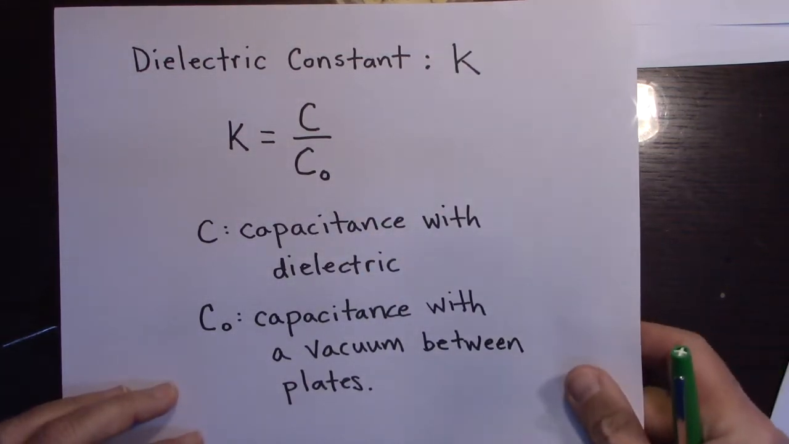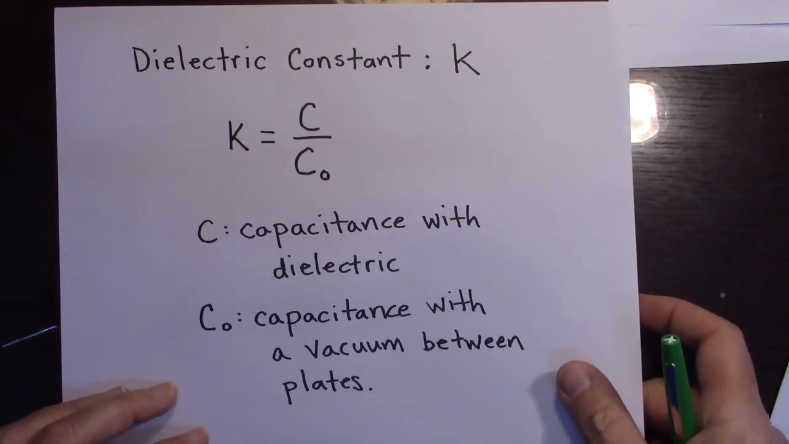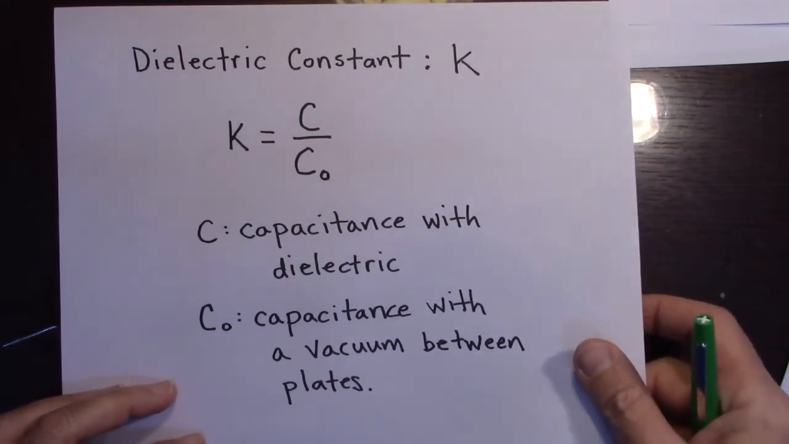Okay, now why does this work? How do you get an increase in capacitance just by putting an insulator between plates? Okay, let's talk about an atom.